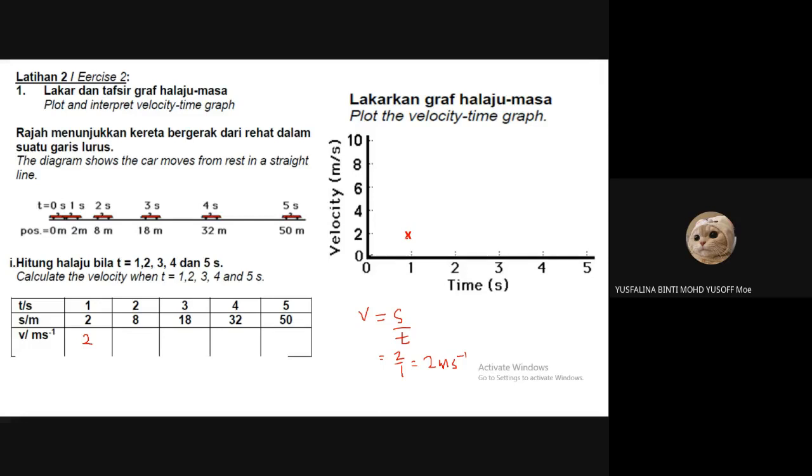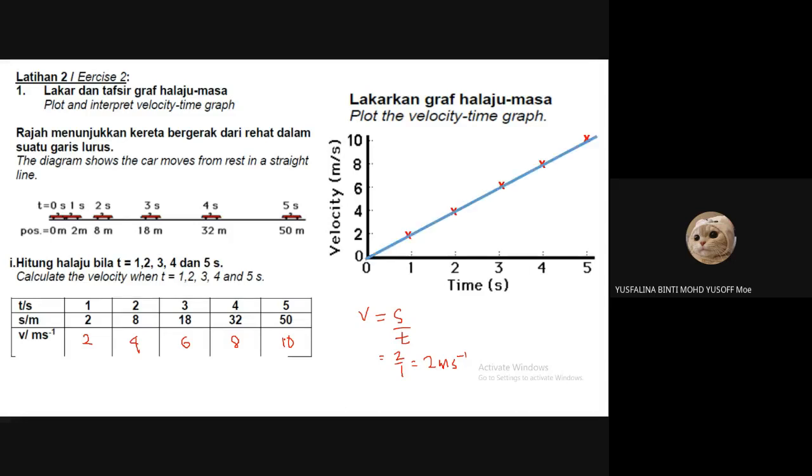Done. Right. So 2, 4, 6, 8, 10. Correct, right? Because when 8 is divided by 2, you will get 4, because it is S divided by T. Okay, very good. 8 divided by 2 is 4, and 18 divided by 3 is 6. 32 divided by 4 is 8. 50 divided by 5 is 10. And then you plot the graph, and you will get something like this, right? And then you underline it.